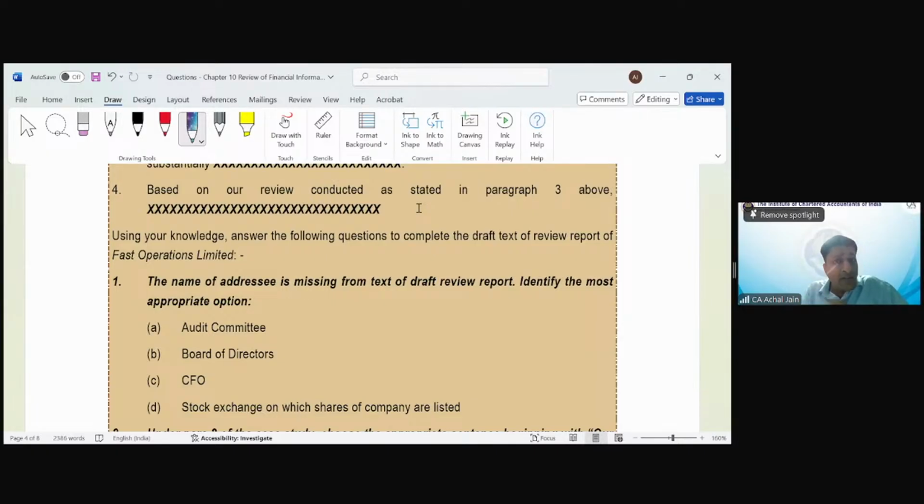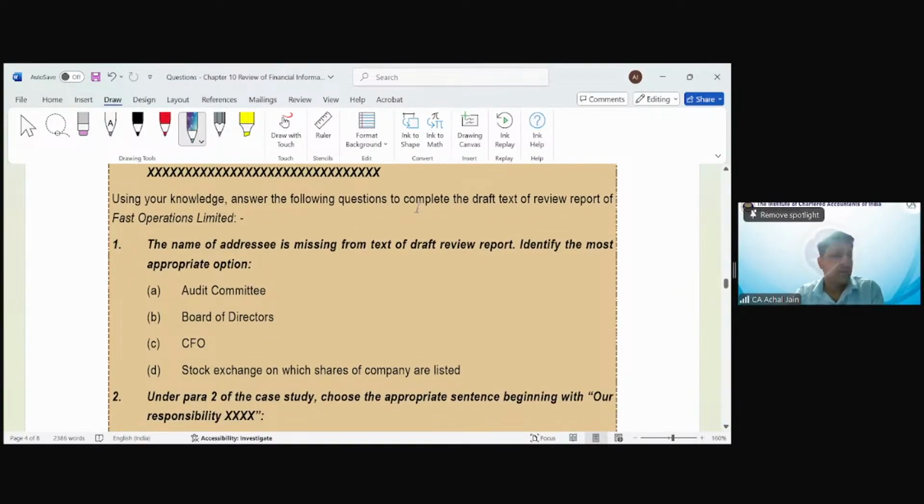Now, if you look at the report, the name of the addressee is missing. Who should that be? It should be addressed to audit committee, board, CFO, or stock exchange. Tell me quickly. Board of directors. Geeta says board. Yeah, board of directors. Simple, easy. Great. So it has to be the board of directors. Yes, sir. Next. Mansha has answered this. Okay, Mansha, you have some queries. I'll come to your queries also separately.